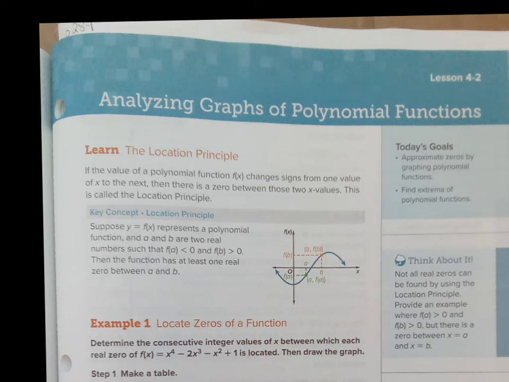All right, so we're on to the next section here. This is section 4.2. It starts on page 223. It's called Analyzing Graphs of Polynomial Functions. We're going to start with this location principle, okay, and it should make sense.